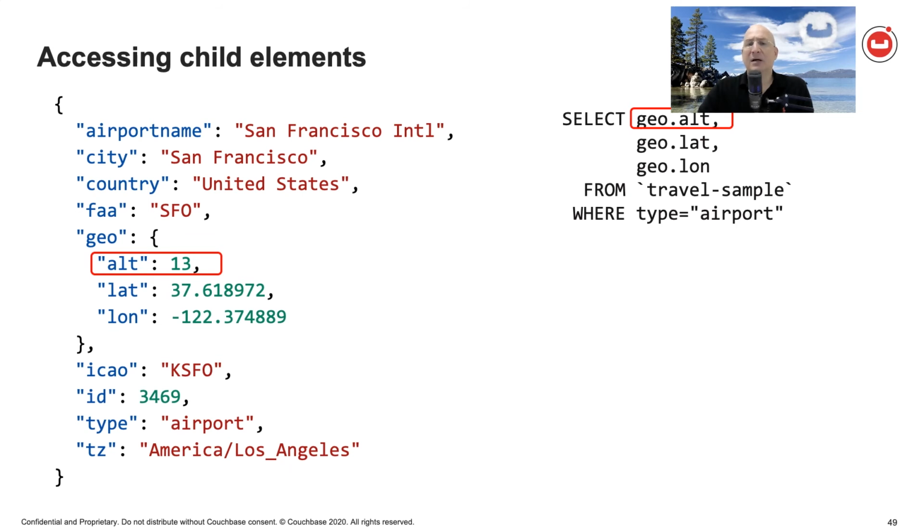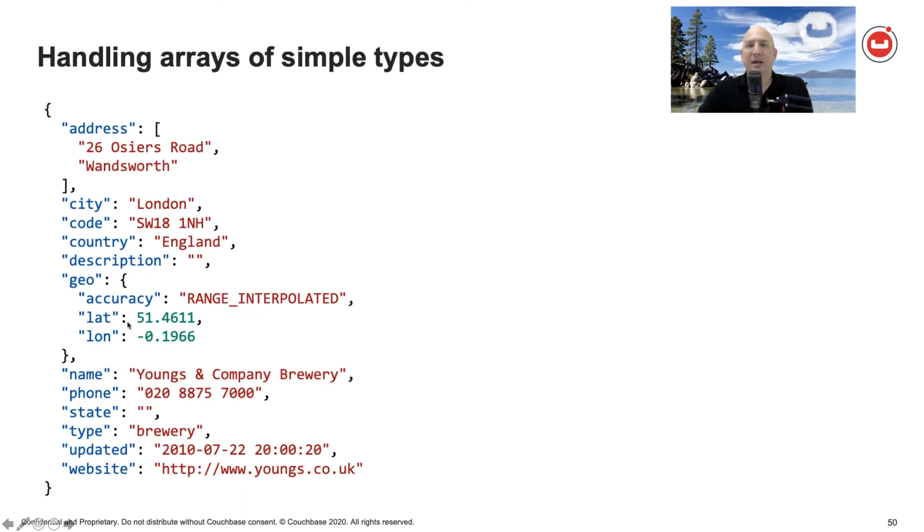So to access the altitude field, you need to specify geo.alt. To access the latitude field, specify geo.lat. To access the longitude field, specify geo.lon. Arrays in a JSON document are recognized by square brackets. Here is an example from the beer sample bucket. The address field is actually an array containing two strings, 26 Osier Road and Wandsworth.